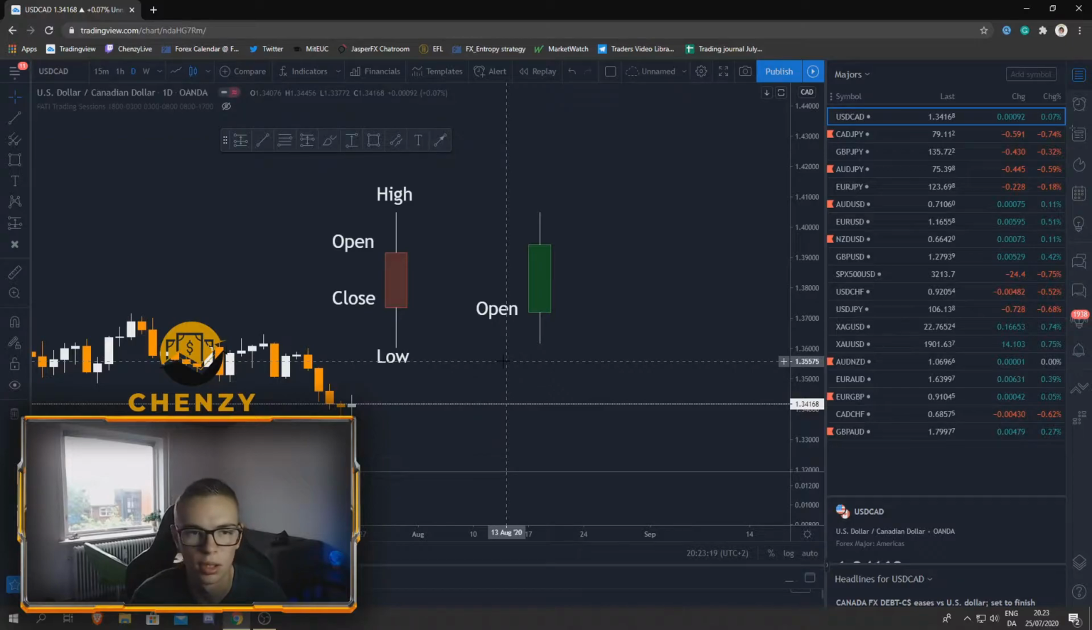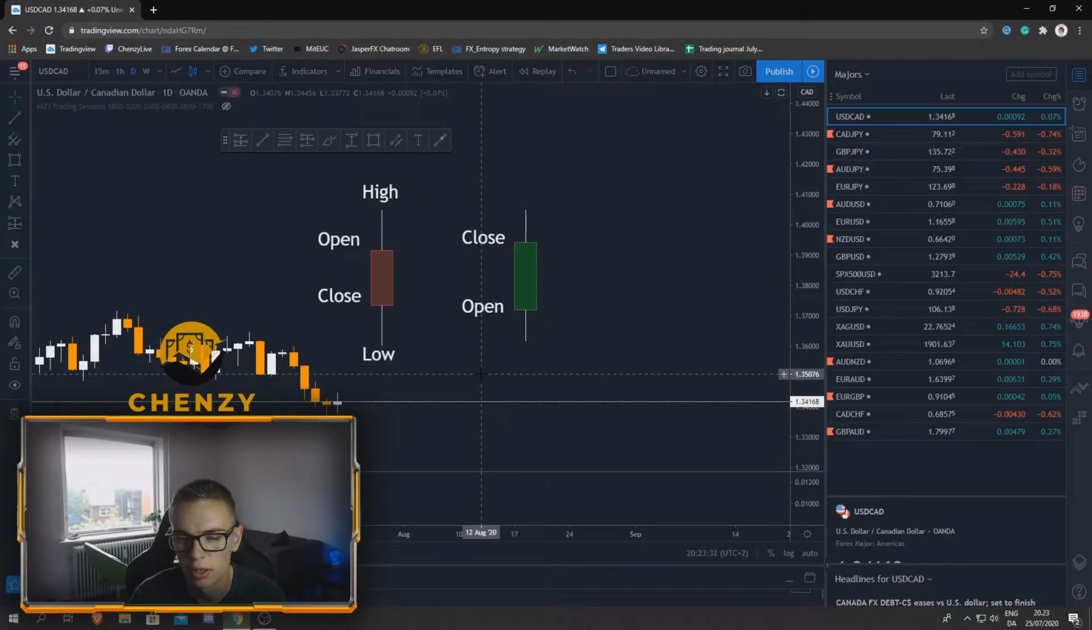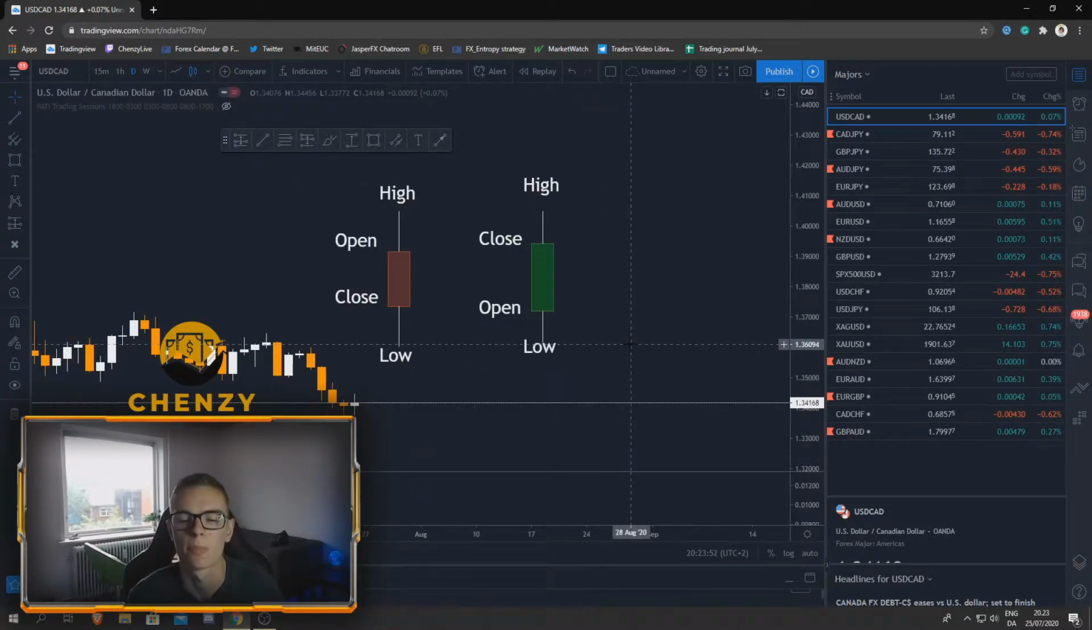And then where did the candle close? Well, the candle closed at the other end of the body. What was the highest price that the candle reached? The top of the wick. So this is the high of the candle right there, and the low is obviously the lowest point of the candle.